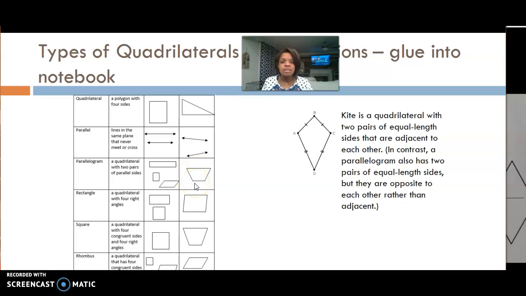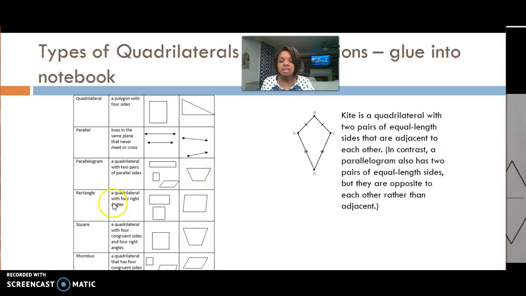So this trapezoid is not a parallelogram because if I look very closely, these two lines here will eventually intersect from the bottom because they're going this way, and if I keep going, eventually they're going to run into each other. So those are non-examples. So this is not a parallelogram.